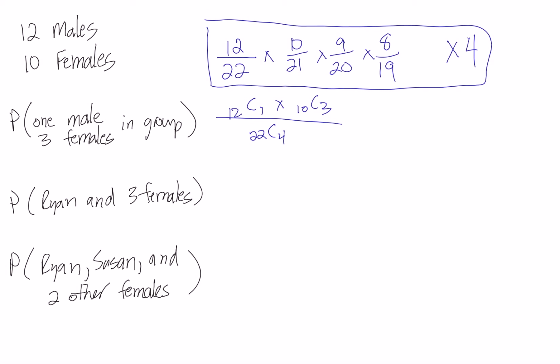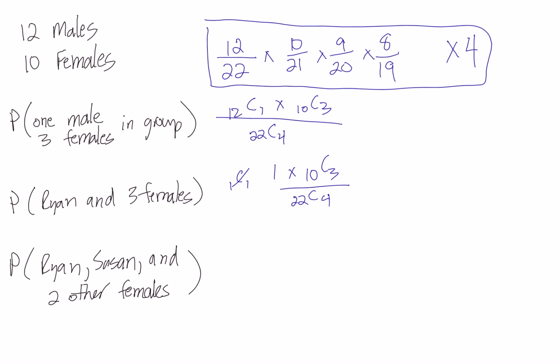Okay, the next one I've got on here is we want Ryan and 3 females. So in this case, instead of just being 1 out of the 12 males, it has to be Ryan. So you could write it as 1C1, because that would be Ryan, or you could just think of that as equal to just 1. So it would just be 1 times the 3 females out of 10, over 22C4 total. Okay, so the 1 Ryan isn't really going to do anything. It's basically just take him out, and then we just have 3 different females to pick from.